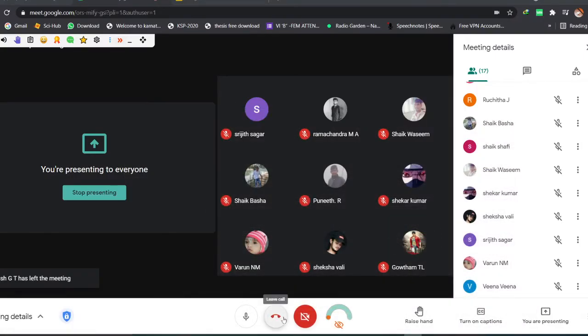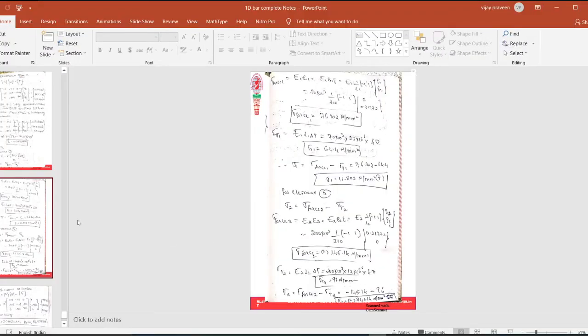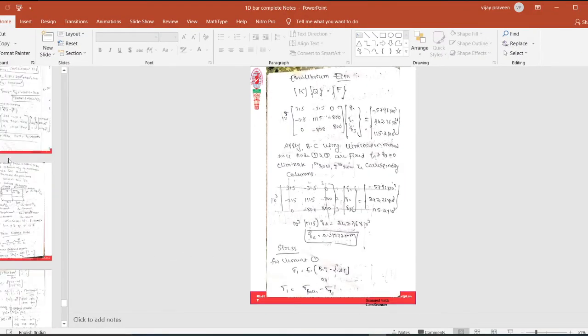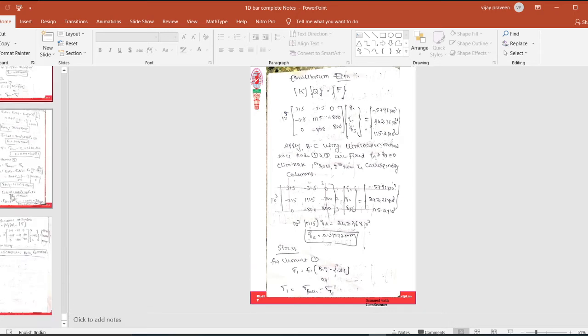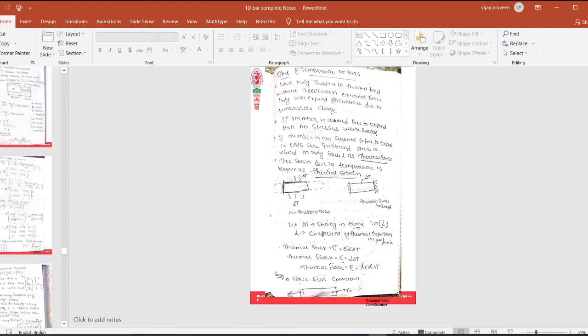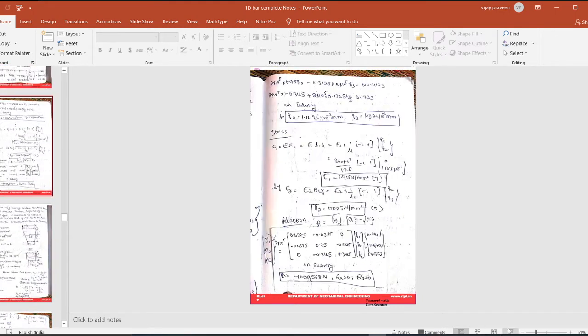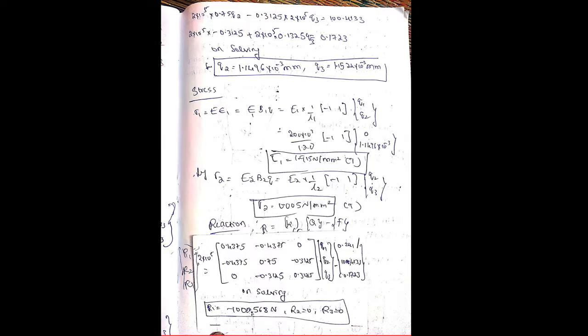Let us begin with today's class. Yesterday we discussed some of the problems on the 1D bar. What are the problems we discussed yesterday? The taper bar problem. Here, this one problem I think we have solved, correct?